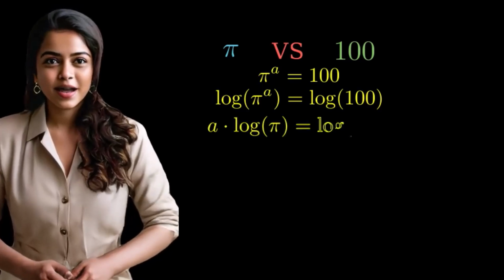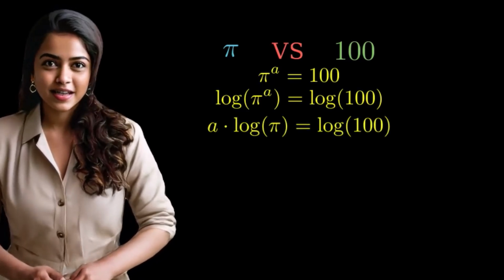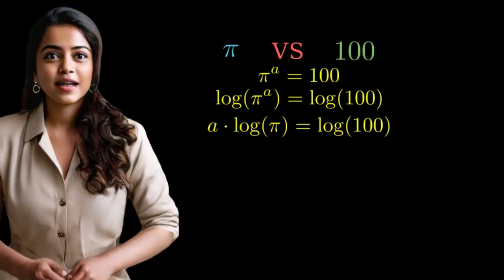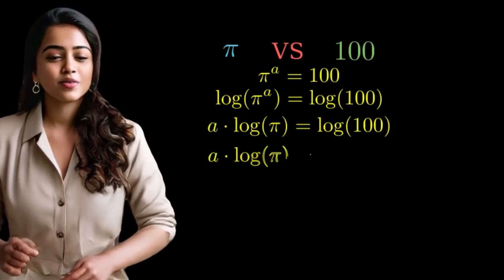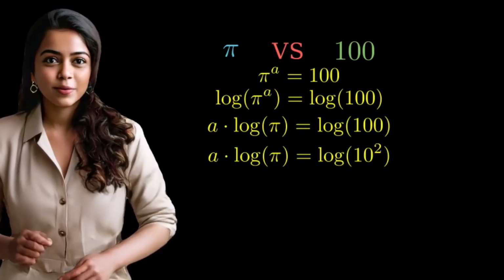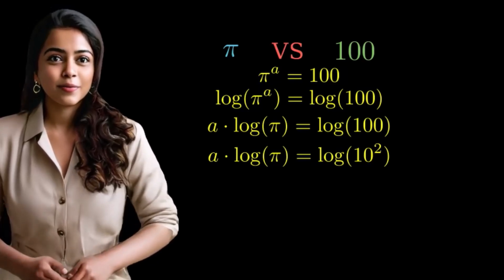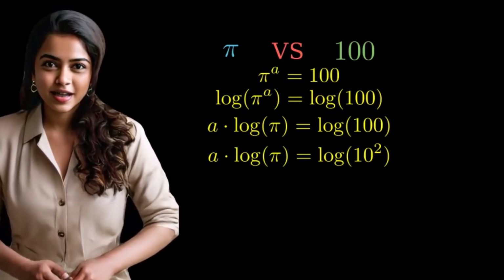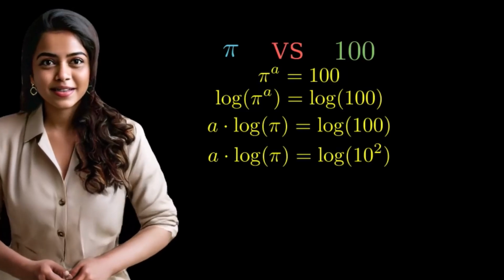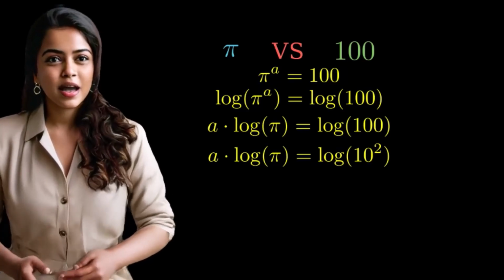The power rule says log of pi to the x equals x times log of pi. Now x is trapped. Psst, 100 is secretly 10 squared, so log of 100 equals 2 times log of 10. And guess what? Log of 10 equals 1, because 10 to the first power equals 10.